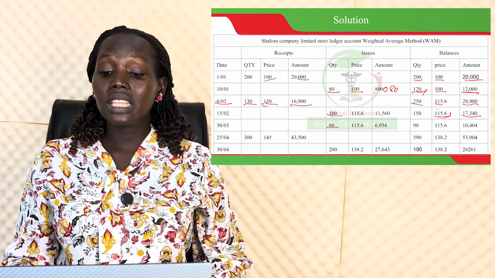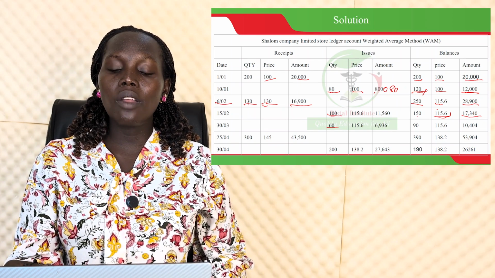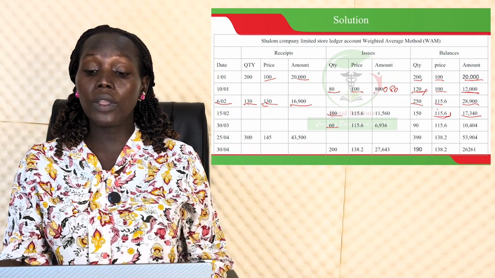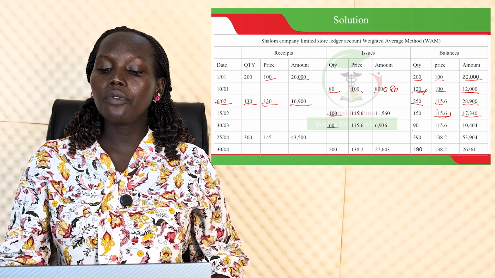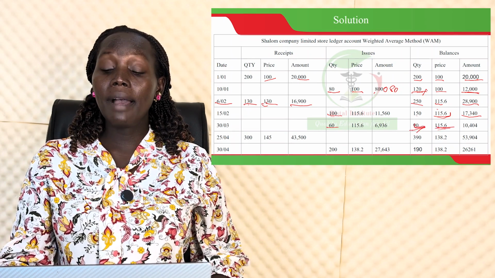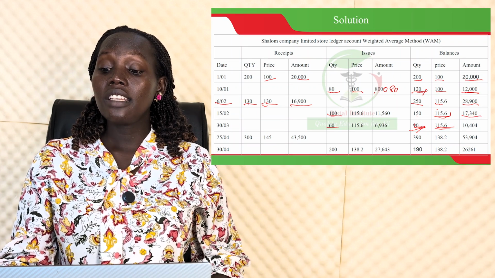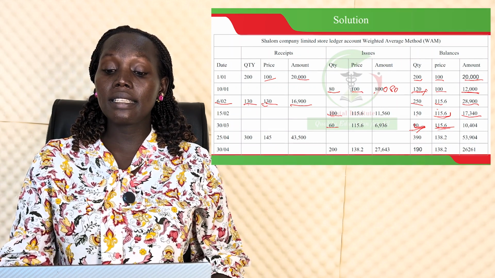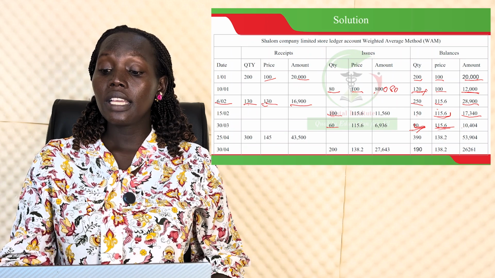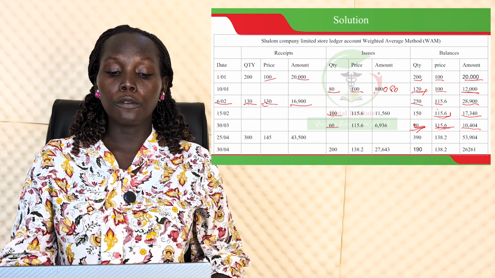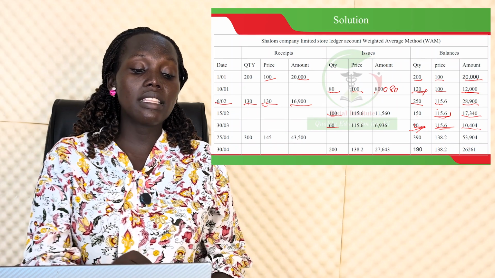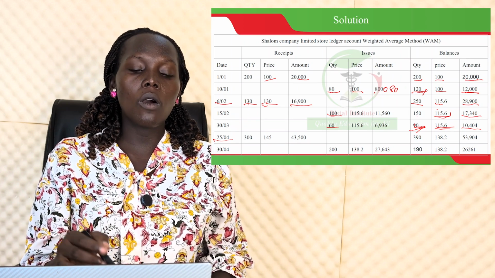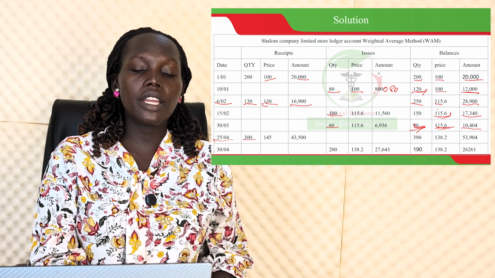So we multiply, we get 6,936. To get the balance, we get the 150 minus the 60 that we have issued out, we are left with 90. And then to get the balance, we get 17,340 minus 6,936, which we get 10,404.